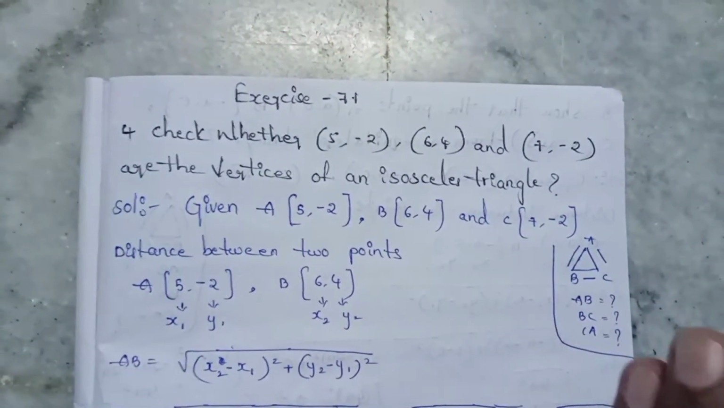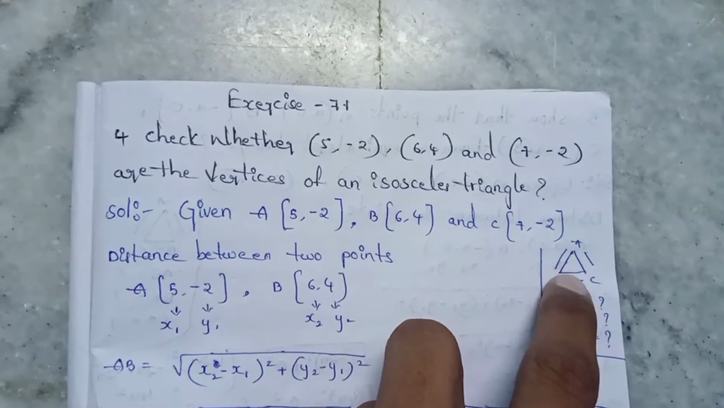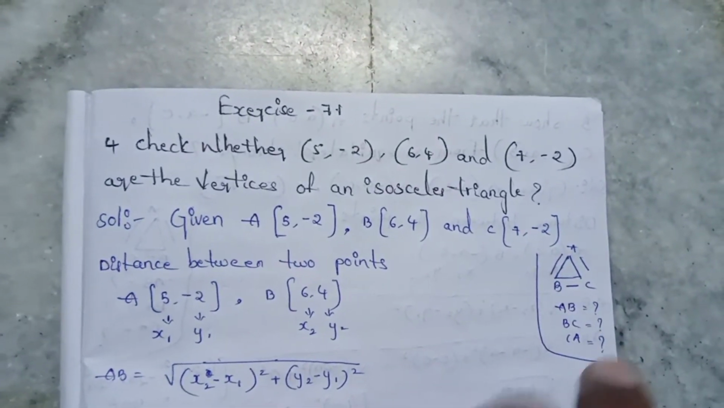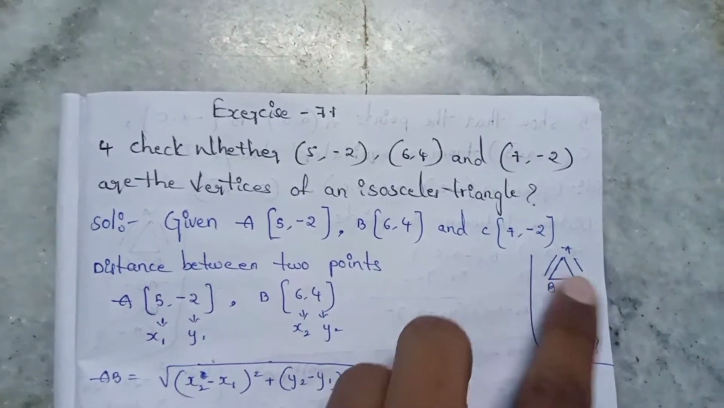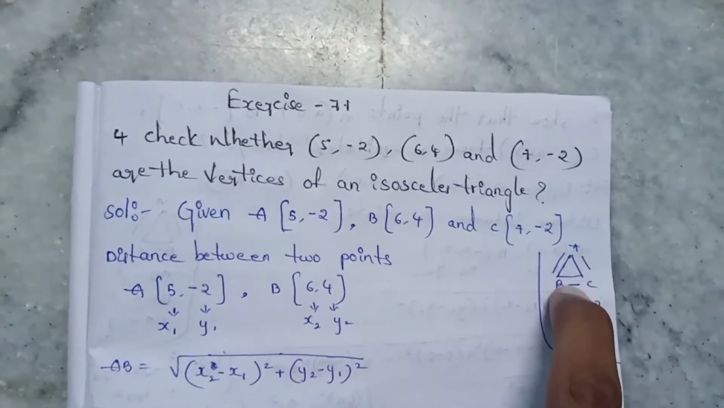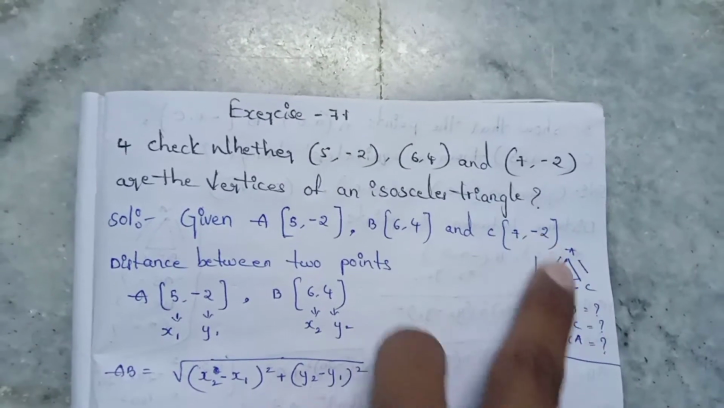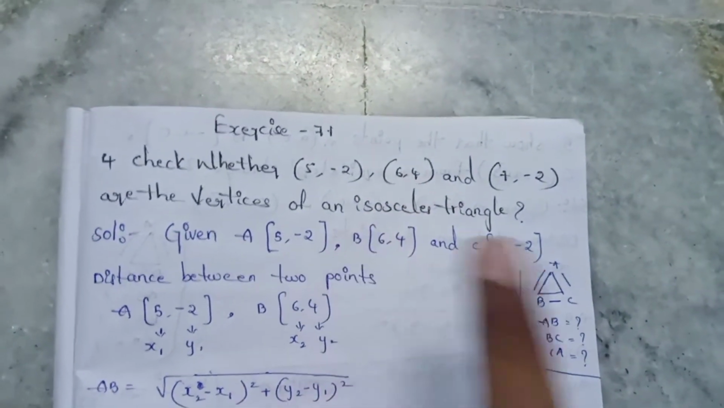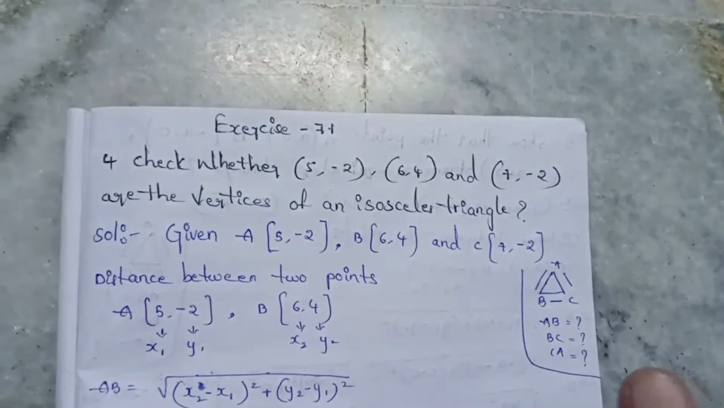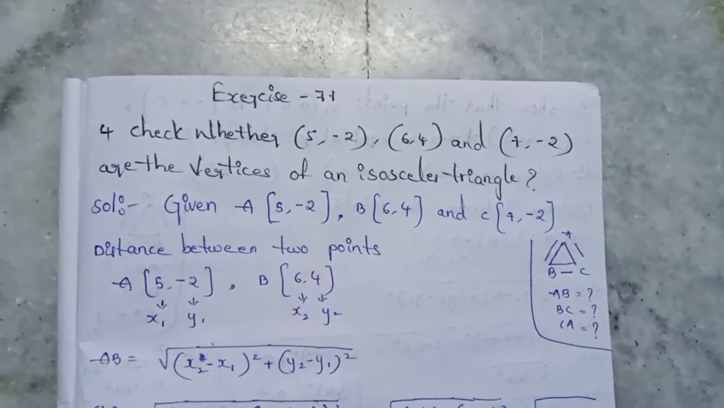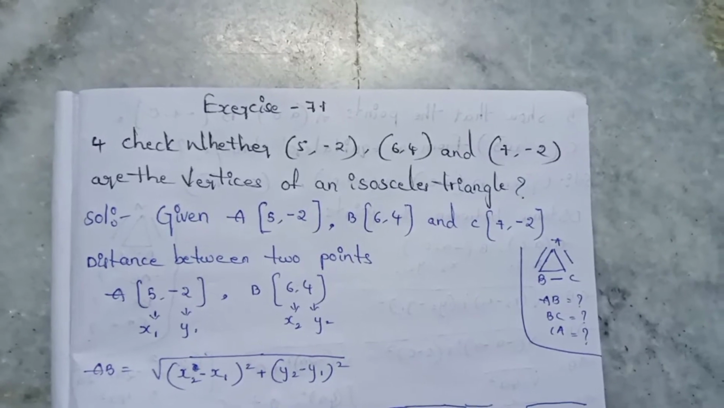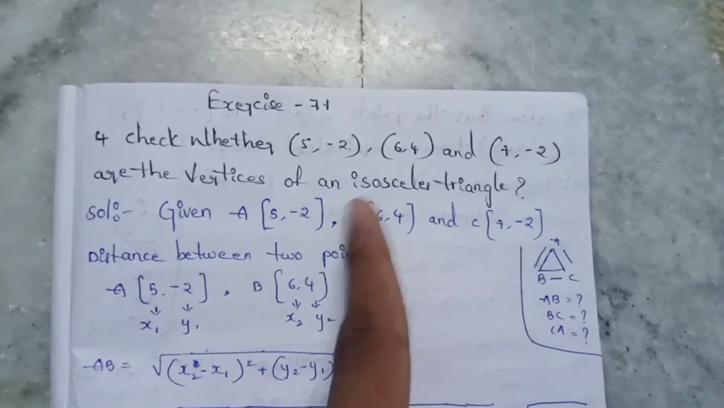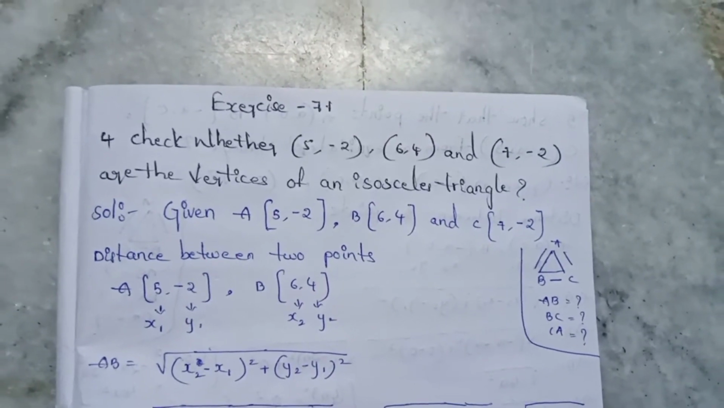Now by rough, I will take ABC as a triangle. Now we have to find the three distances. What are the three distances here? AB distance, BC distance and CA distance. Isosceles triangle means two sides are equal and one side is unequal. So it is called an isosceles triangle. Now let us start our solution.